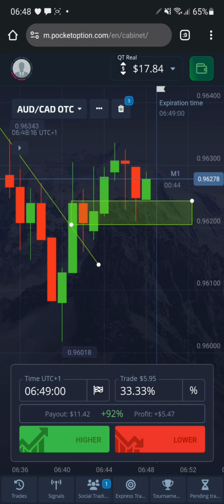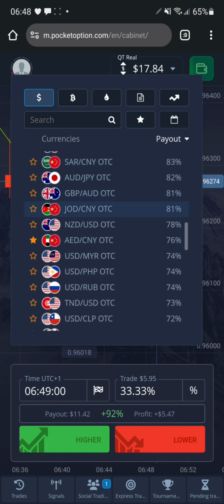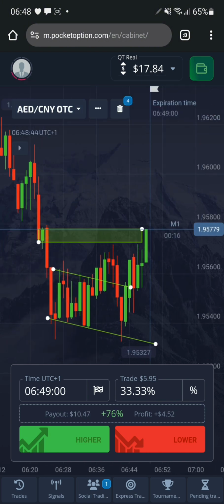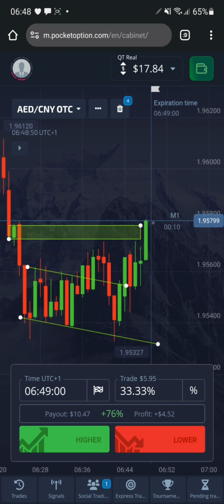I'm still waiting for one of our setups, but the payout percentage has reduced, so I won't take it. I'm looking at the big screen now. That's AEDNCNY. It's now 76%. So though the setup is about happening, if this candle breaks, I'm not going to risk my money for 76%.